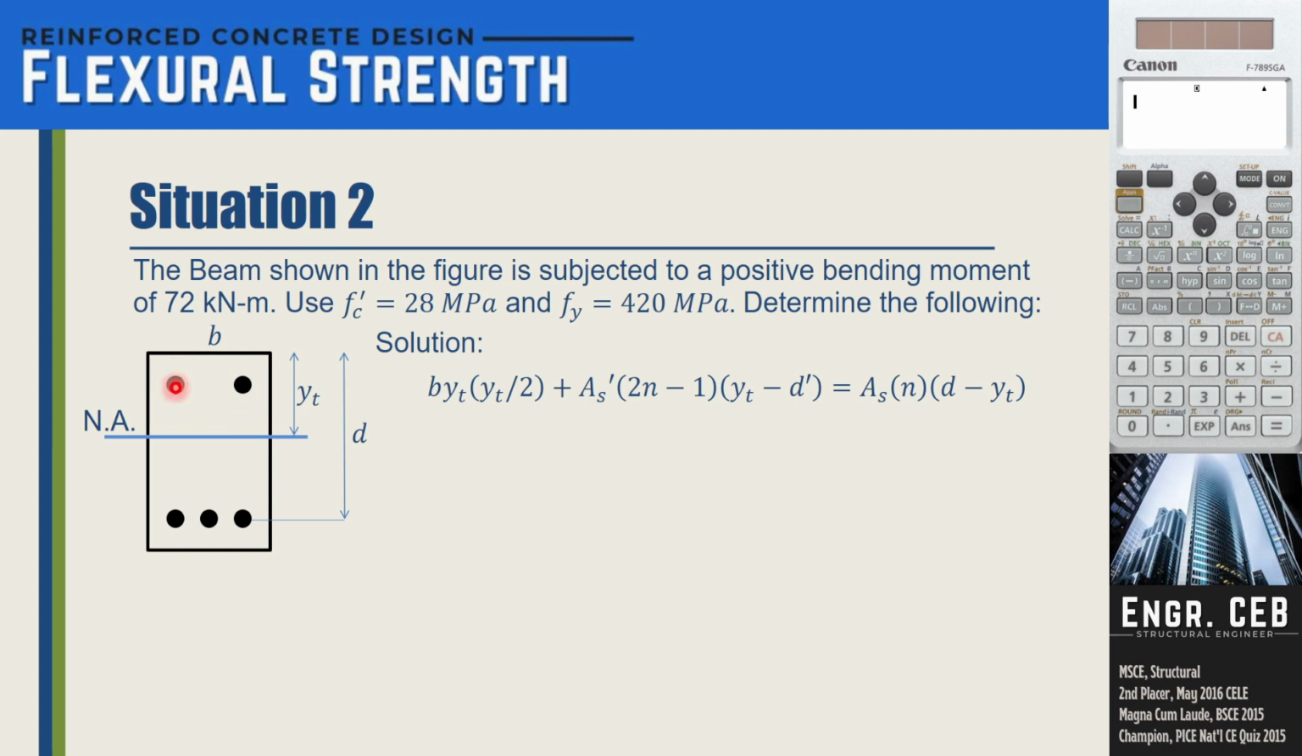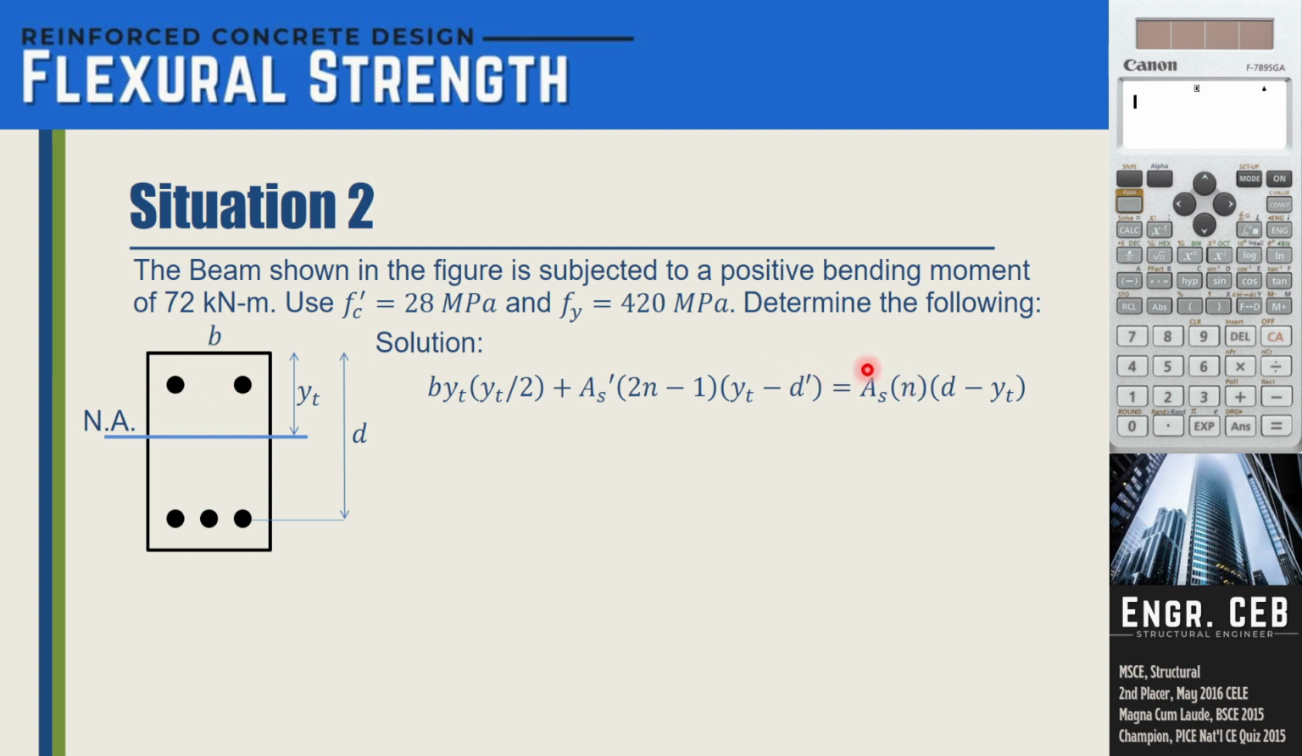O yung tinatawag na butas, no? Kasi nga, wala naman talagang concrete dito. But we have considered the concrete as a whole, so we need to subtract it back. So that is why we have a minus 1. Times, how far is the centroid of this reinforcement towards the neutral axis? That is y sub t minus d prime. So d prime, by the way, is the distance from the compression reinforcement to the concrete fiber in compression.